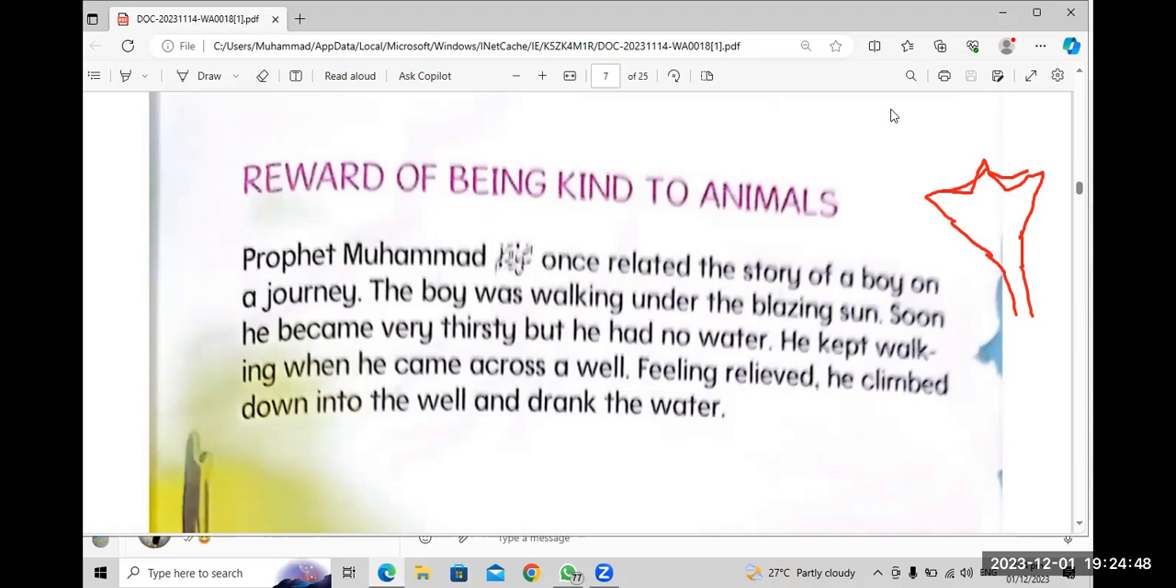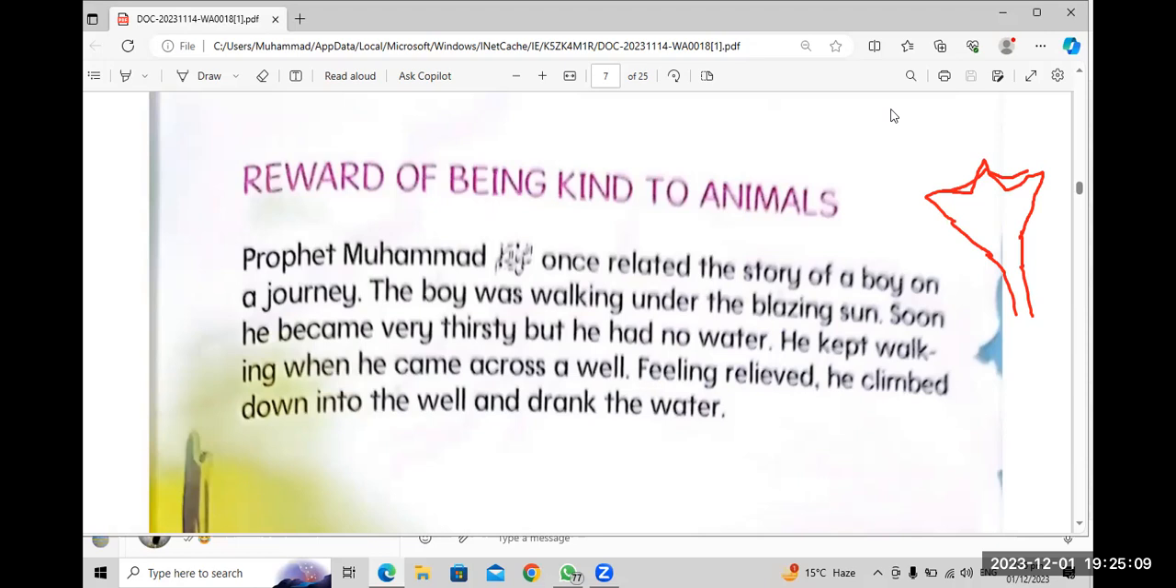Animals cannot say anything, they cannot speak, they cannot tell us, they cannot express their emotions. So we must be kind towards animals. If we are kind towards the animals, Allah subhanahu wa ta'ala will reward us.